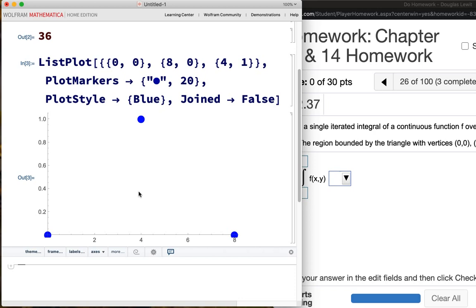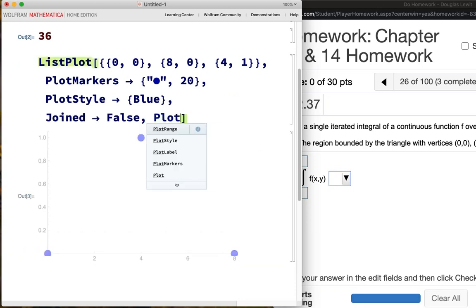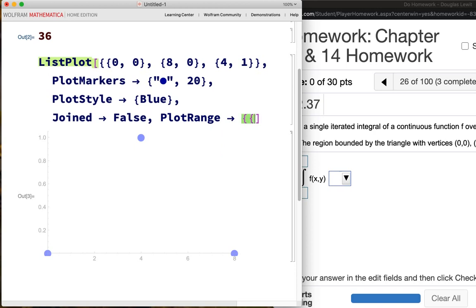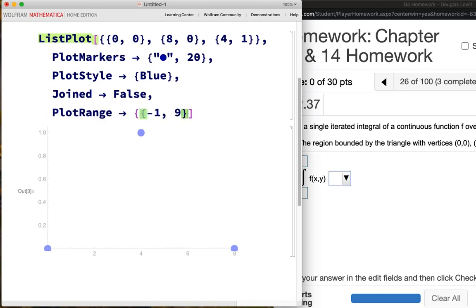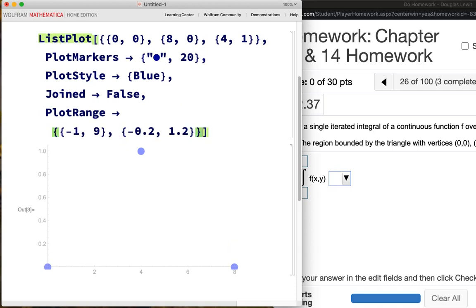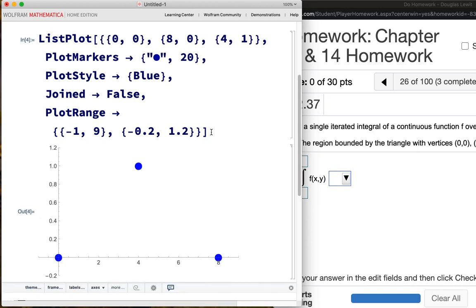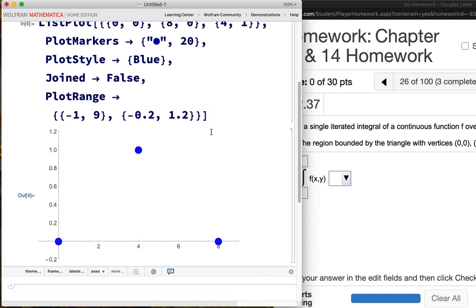The problem is these points are getting cut off at the bottom, so we can change that. PlotRange: x will go from, let's say, -1 to 9, and y will go from -0.2 to 1.2, and that should give us enough space to see the circles a little better. Much nicer. So now at least we can visualize what's going on and see the problem a little bit better.